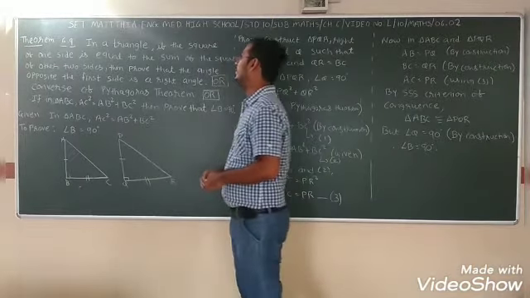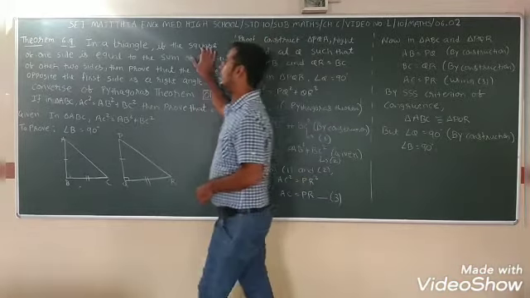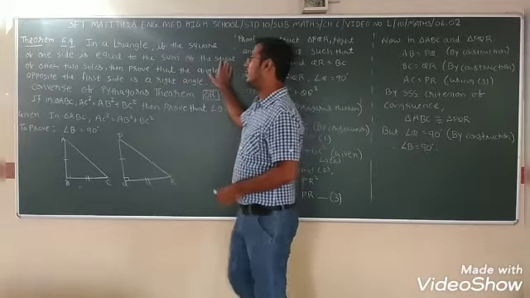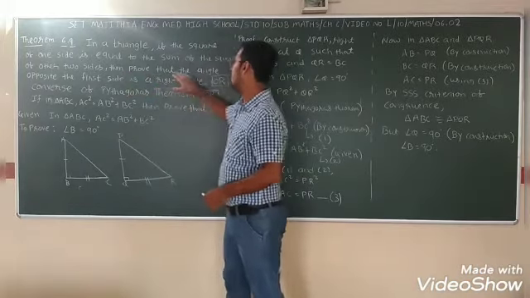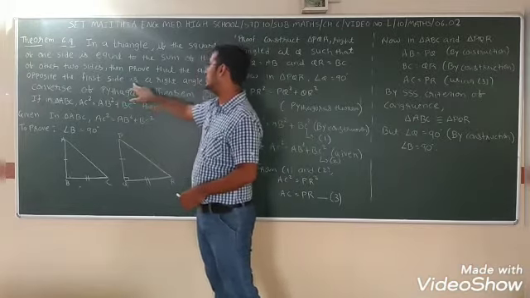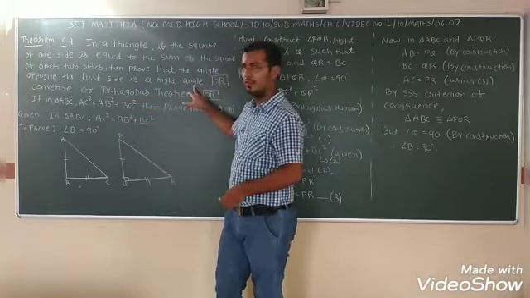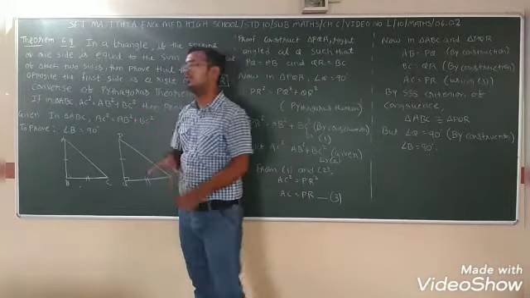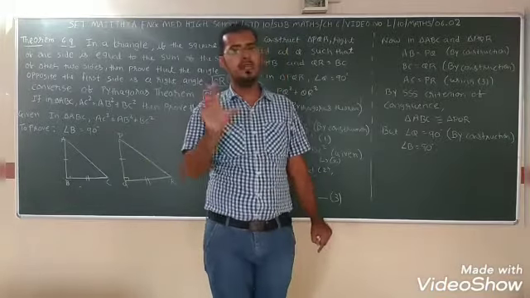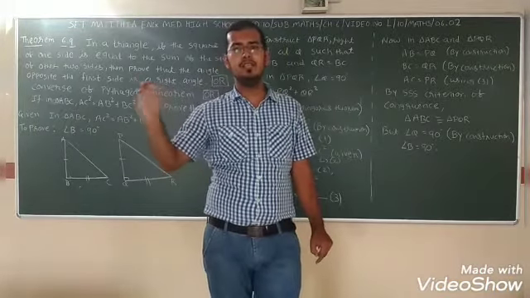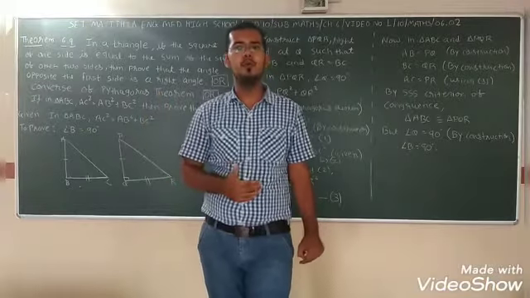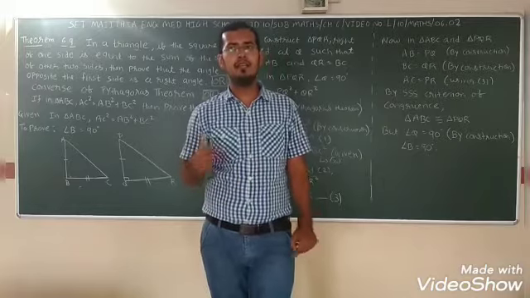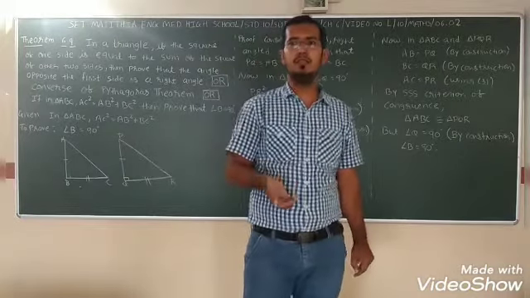Theorem 6.9. In a triangle, if the square of one side is equal to the sum of the squares of the other two sides, then prove that the angle opposite the first side is a right angle. This theorem is known as the converse of Pythagoras theorem. In Pythagoras theorem, there is a triangle with angle B equal to 90 given, and we have to prove hypotenuse square is equal to the sum of the squares of the other two sides, that is AC square is equal to AB square plus BC square.